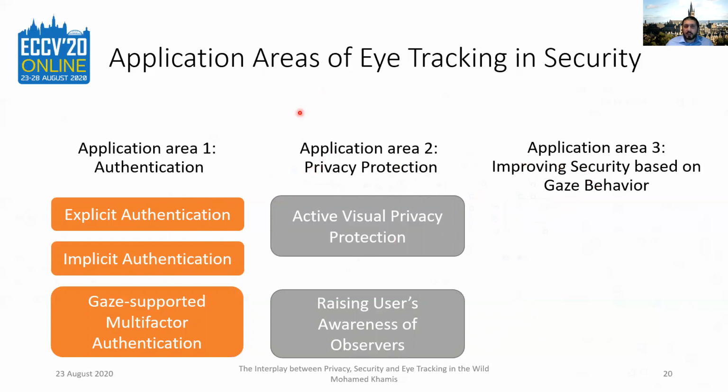But as I said earlier, the vast majority of the work done is in authentication, which is also an opportunity for researchers to dig deeper and look more into how we can protect privacy using eye tracking and how we can improve security based on gaze behavior, because much less has been done in this area. And I think it's a shame because there are a lot of opportunities in there.